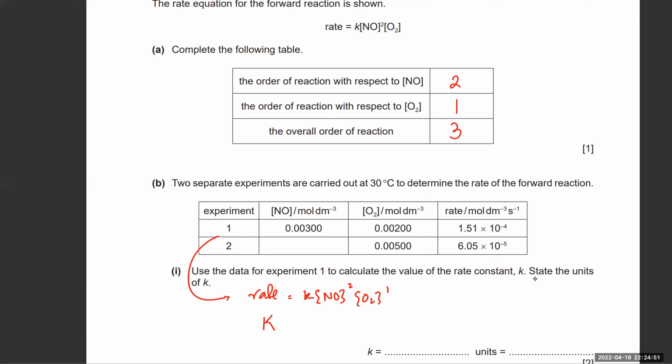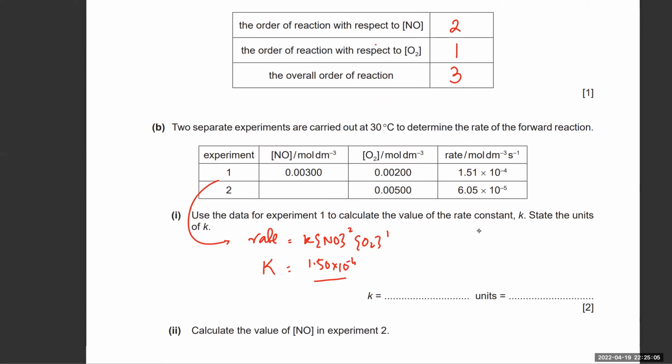So what is K going to be? It's going to be rate, 1.5 times 10 power minus 4, divided by NO squared, which is going to be 0.003 squared, and O2 it would be power 1, so 0.002. So tell me the answer for this and find the unit for K as well.